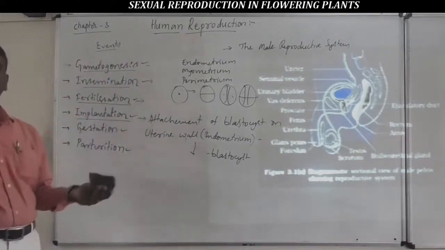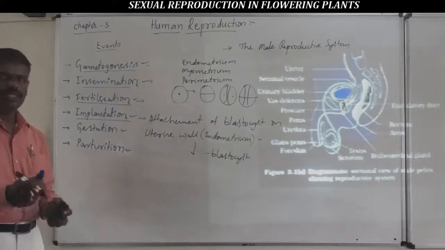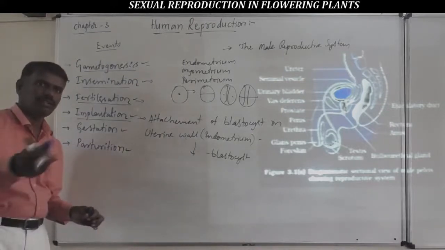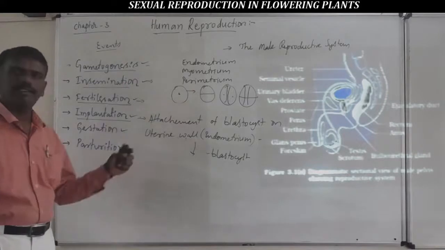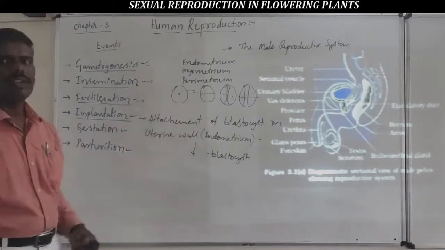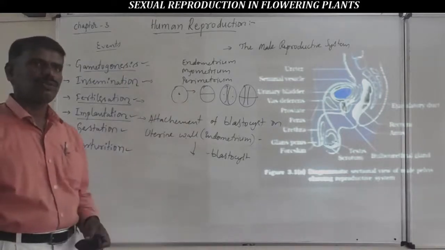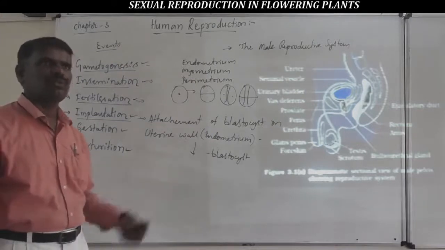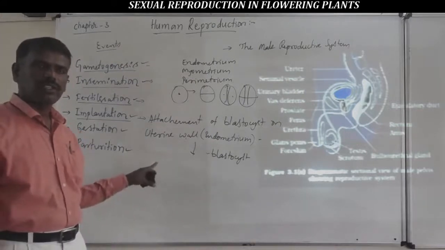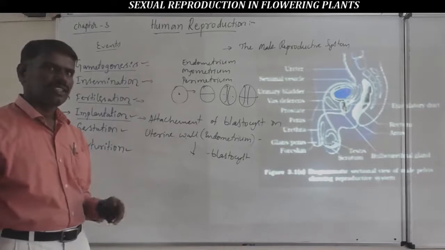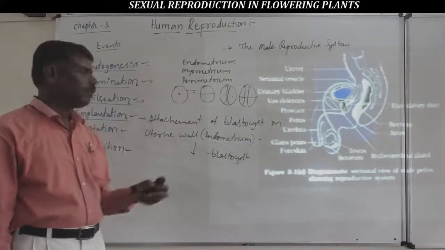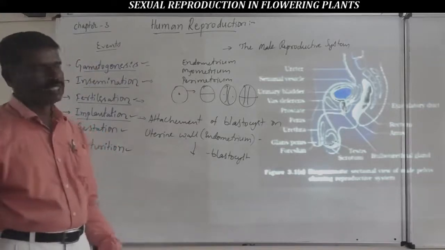Before that, the development of the zygote occurs: the zygote divides to form 16 to 32 cells at the blastomere stage, then the blastula stage, and the entire embryo is called the blastocyst.